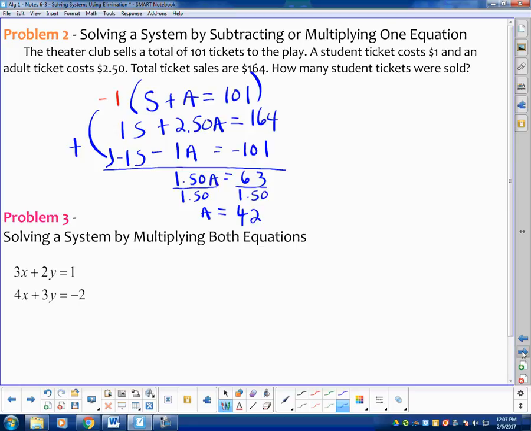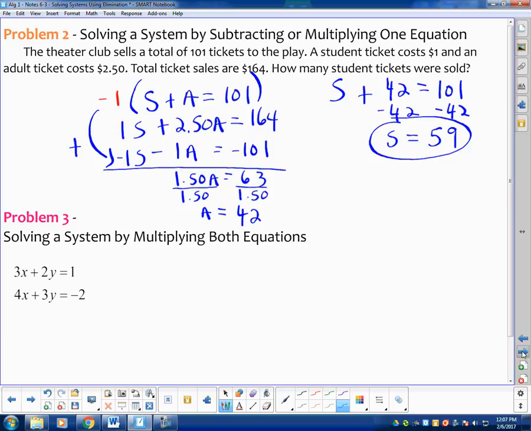I have to warn you on these. You have to pay attention to what they're asking. Were they asking for the number of adult tickets and student tickets, or just adult tickets? Just student tickets. Okay. So if my adult tickets were 42, student tickets plus 42 has to equal 101, right? So the student tickets will be whatever I get when I subtract 42 from each side. It's 59, right?